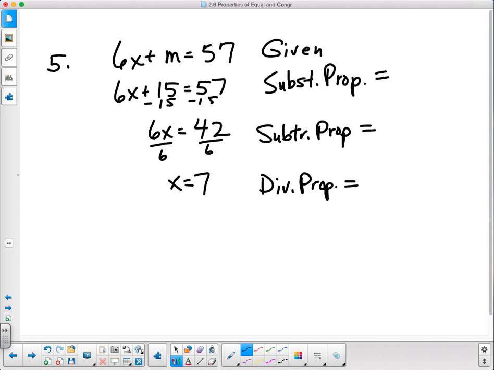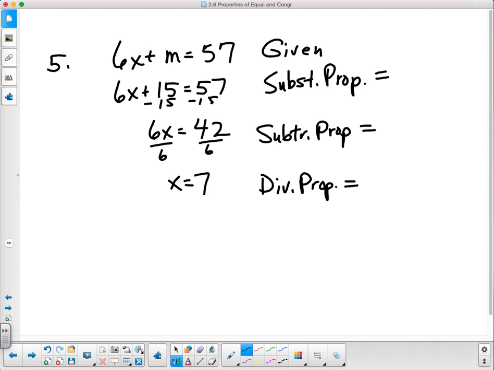Number 6 done? Substitution property, then what property? Not division. Addition. Addition, and then division. So the given, the substitution, addition, and division. x was -2.